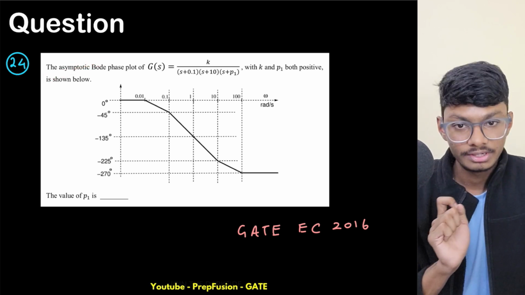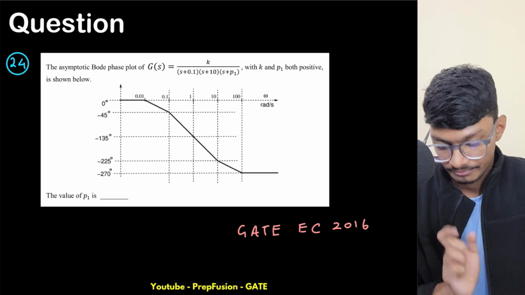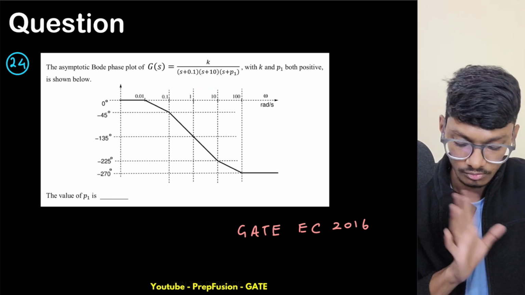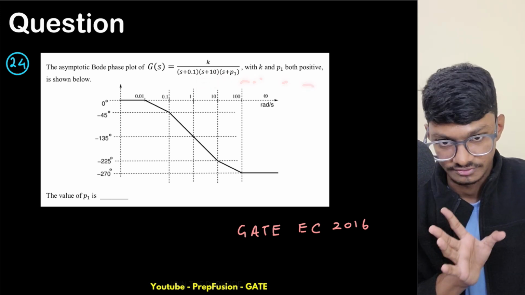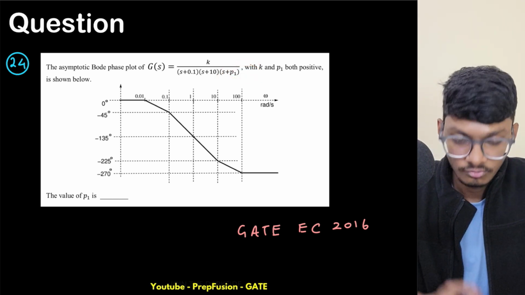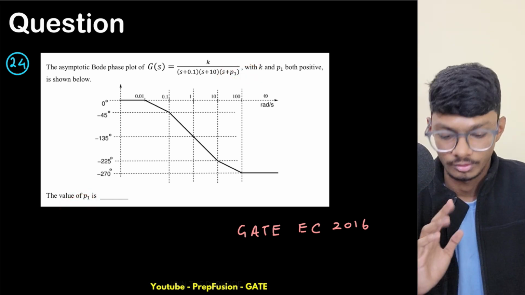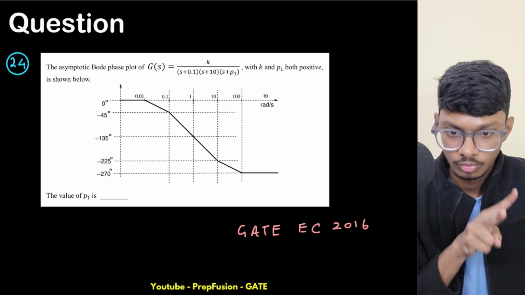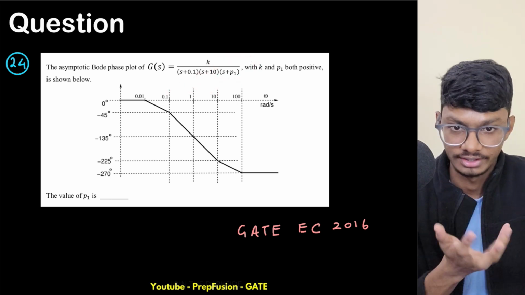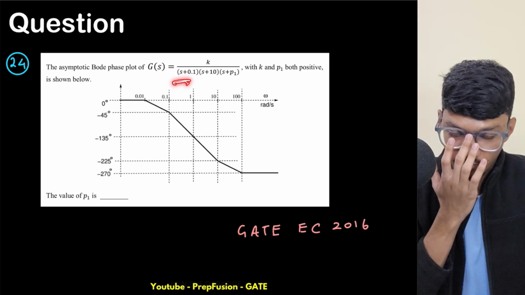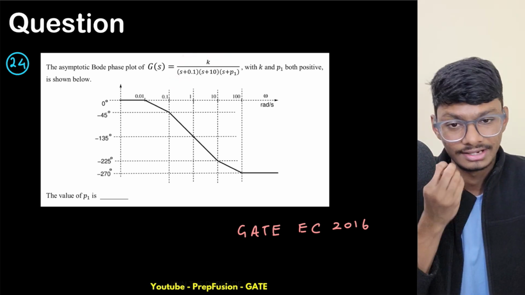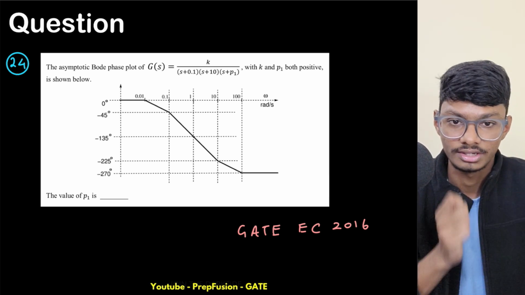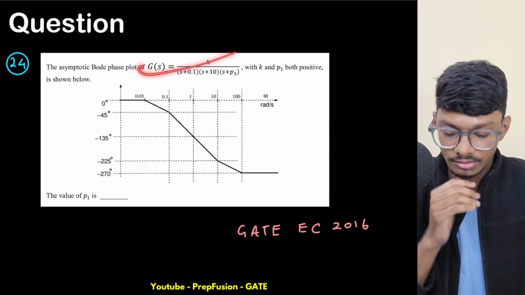So here we have been given an asymptotic Bode phase plot. Okay, and this is written like k by (s plus 0.1)(s plus 10)(s plus p1). Fine. With k and p1 both positive. Okay, they want us to find the value of p1. How will you find the value of p1? So what we have to notice is that two poles are given. Okay, one we have to find out. So we don't care about the k term, and don't care about the time constant format, because we are not plotting the Bode gain plot. We are concerned with the Bode phase plot. So in that we don't care about the gain and stuff.